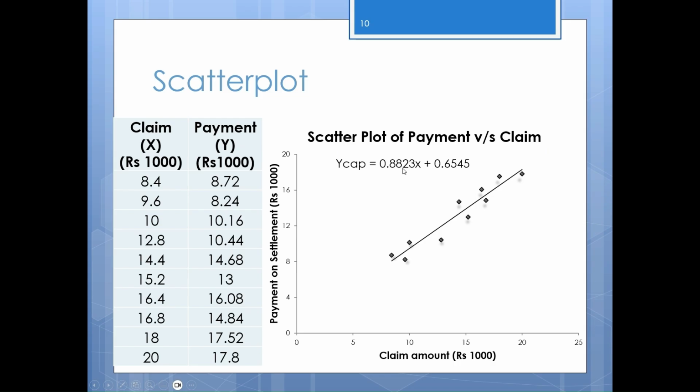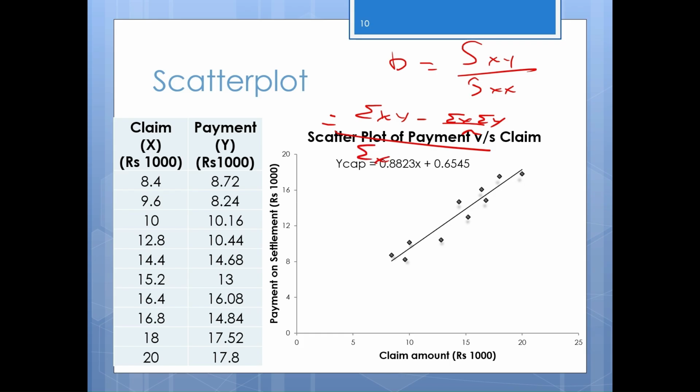Let me just remind you about that. b is the sum of squares of xy over the sum of squares of x. All right, just as a kind reminder, the sum of squares of xy is the sum of xy minus the sum of x times the sum of y divided by n, and the whole thing you divide by the sum of squares of x, which is the sum of x squared minus the sum of x, squared, divided by n. So that is how you obtain b.